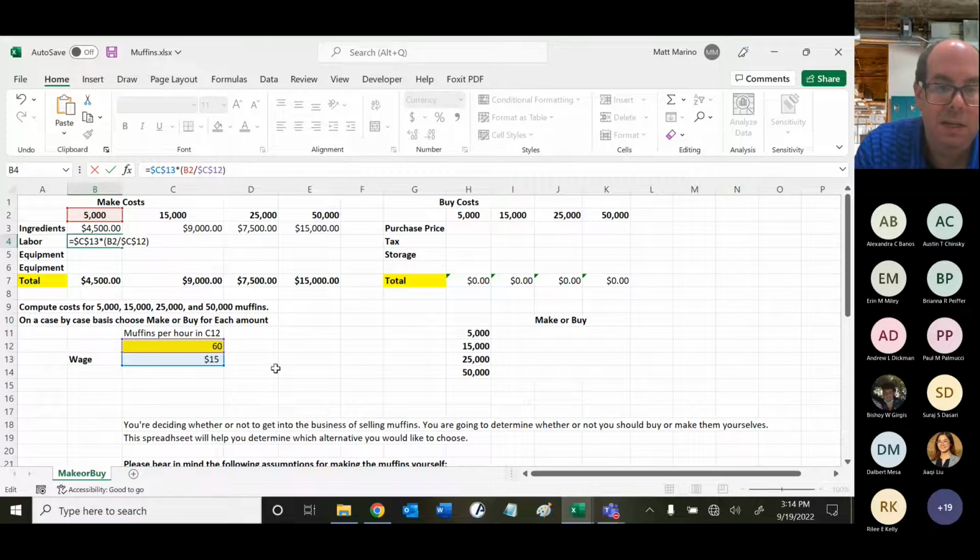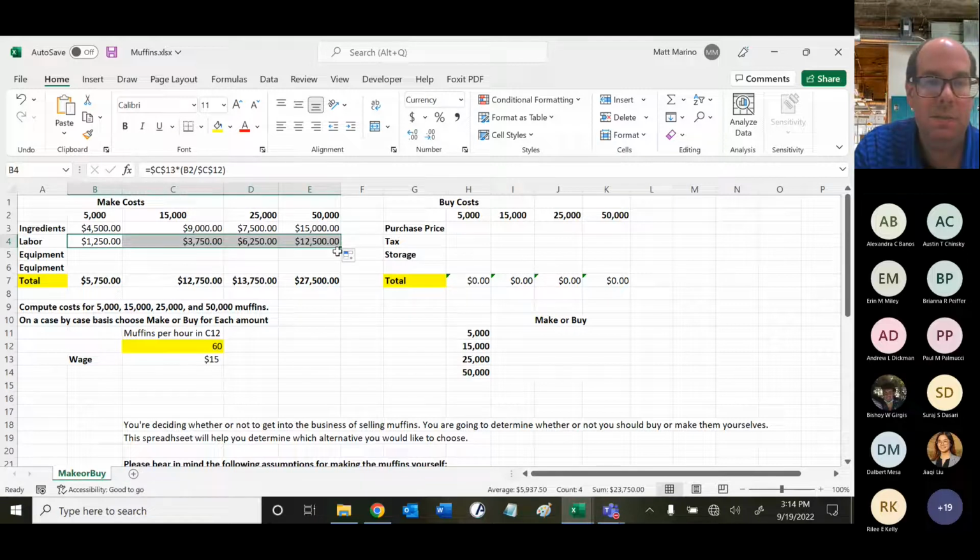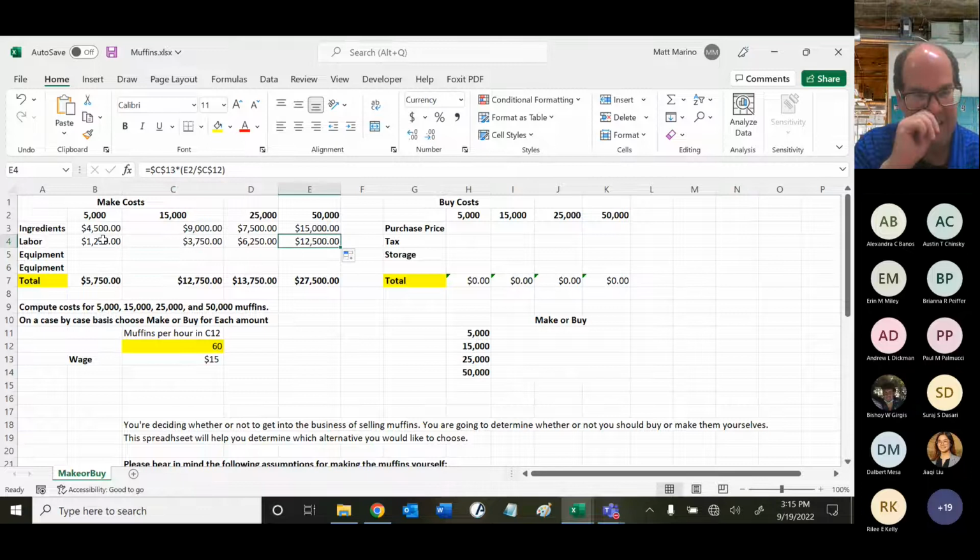Everything else stays the same, so our formula is good to go. So everybody got that? It's the $15 per hour times our number of muffins divided by our 60 muffins we can make in an hour. And you put them inside the parentheses due to order of operations. So when you hit enter, you have $1,250. You autofill it across. And as I'm sure you understand, the more muffins you make, the more it costs.